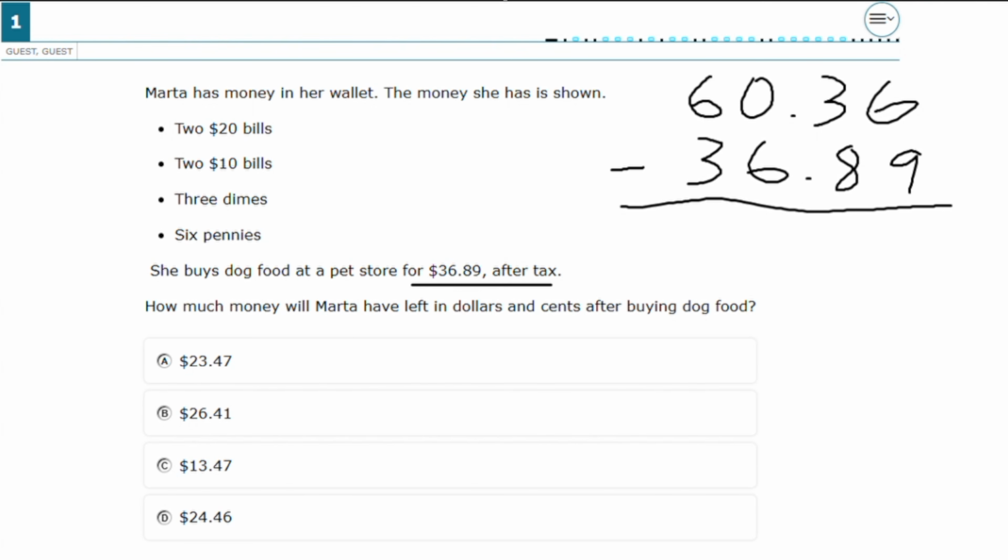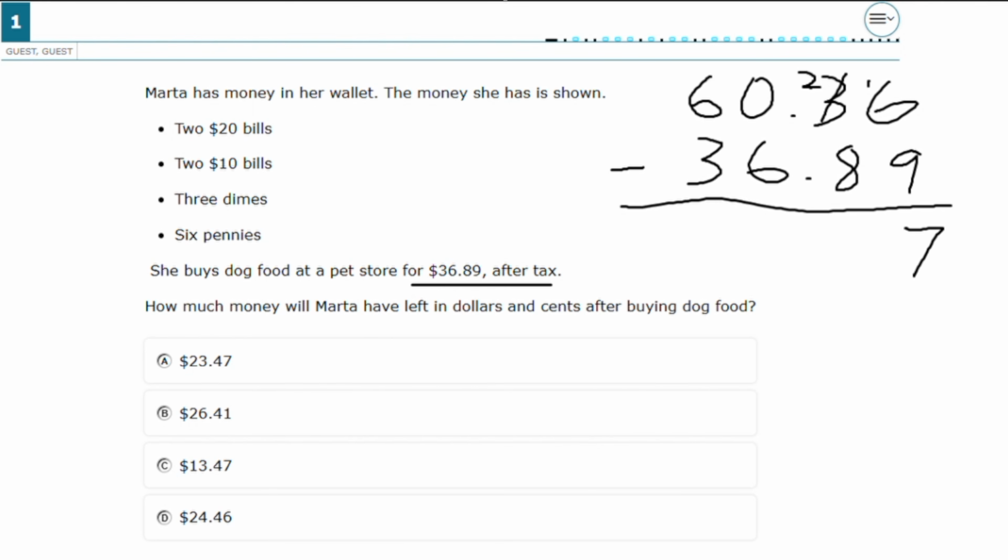First we have 6 minus 9, which we can't do. 6 is not bigger than 9, so we need to regroup. We go to our neighbor, the 3, take out 1, we have 2 left. We put 1 right here. So 16 minus 9 gives us 7. Next we have 2 minus 8. We can't do that. If you have 2 apples and you want to take away 8 apples, you can't do that. So we're going to regroup again.